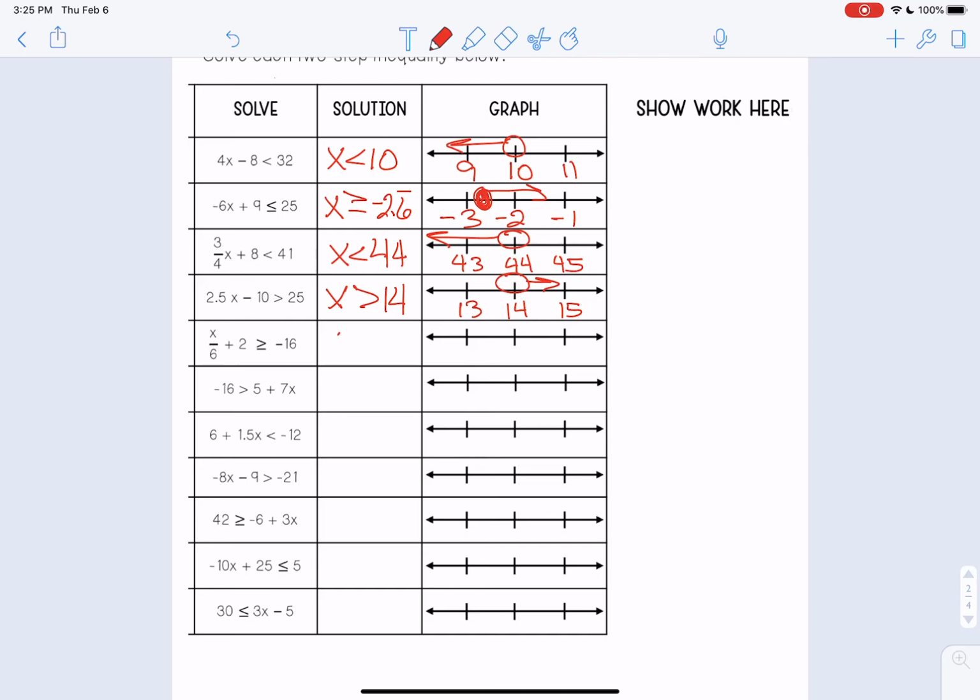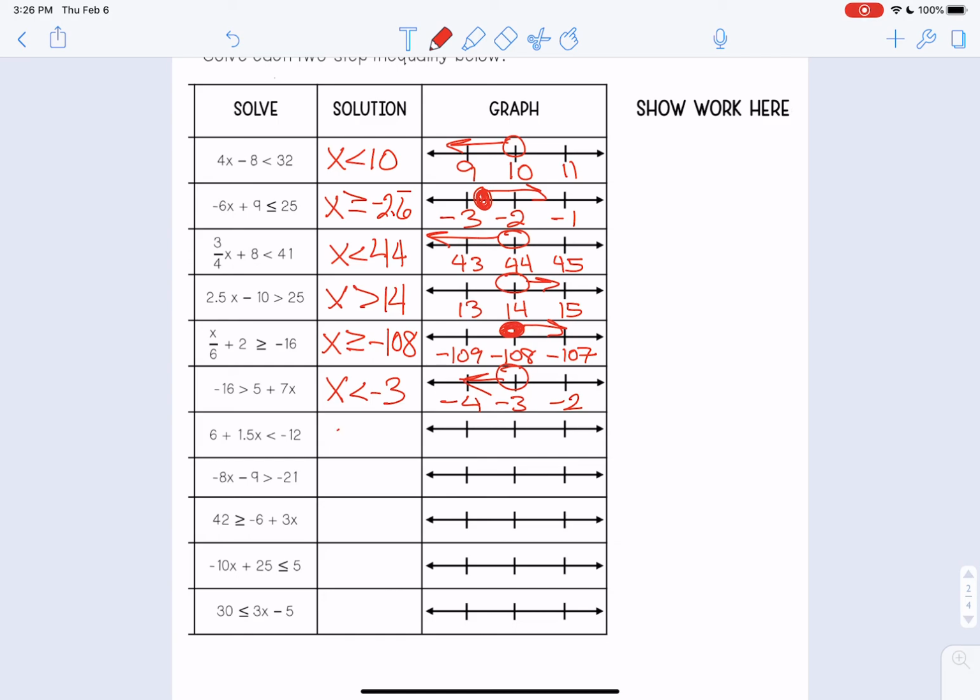The next one we get x is greater than or equal to negative 108. So we get negative 108, negative 107, and negative 109. The bubble goes on the negative 108, it gets filled in, and the arrow goes to the right. For 16, you get x is less than negative 3. We have negative 3, negative 2, negative 4. The bubble stays open, the arrow goes to the left.